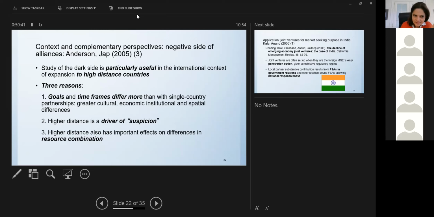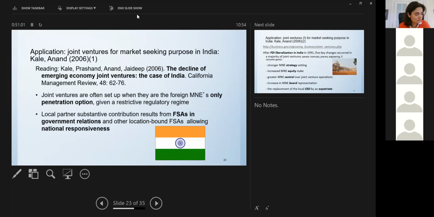But we see that alliances with partners which are closer in terms of geographical and cultural distance are in many cases more successful than with partners at a high distance. But that doesn't mean that there cannot be alliances with faraway partners that are very successful. If you, for example, look at the Starbucks joint venture with Tata in India, very successful.